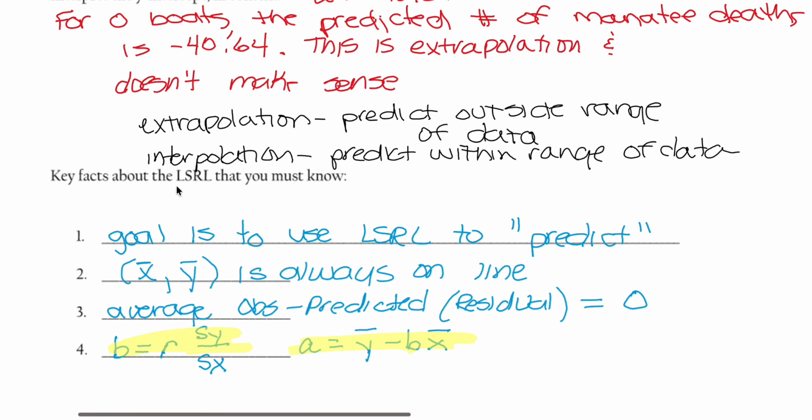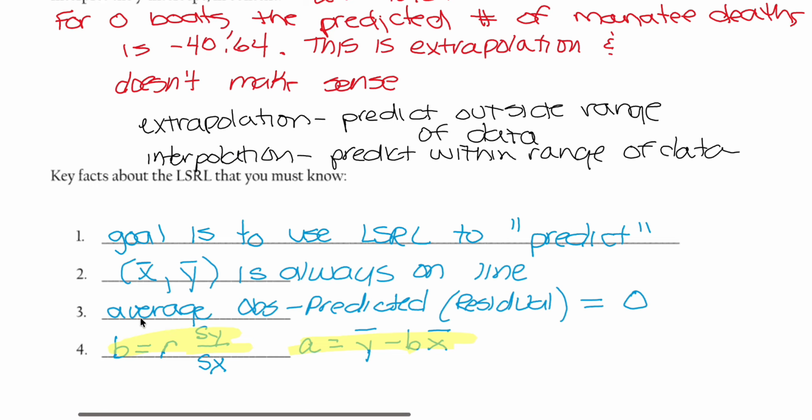Key facts about the LSRL that you must know are, first, the goal is to use the LSRL to predict. Remember, this is a very important term. And x bar and y bar is always on the line, which means that if you want to grab a coordinate value, you're going to grab a coordinate value from the line that we created, the line of best fit.